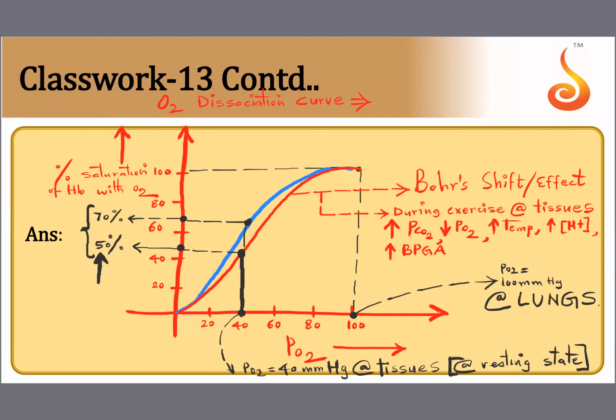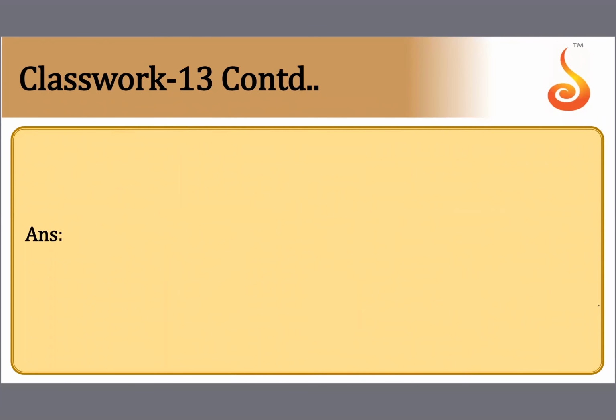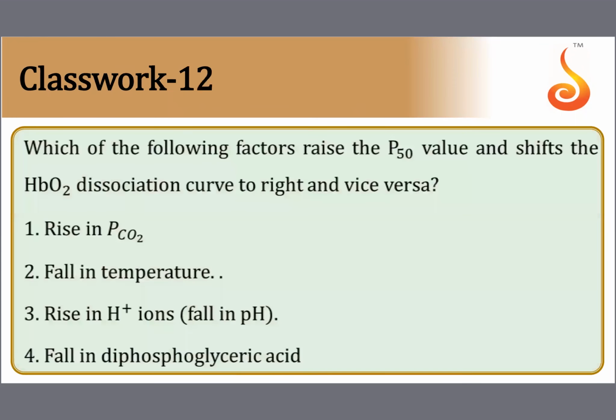Without shifting, saturation came down to 70%. 70% are in love with oxygen, 30% gave away. So you could give away only 30%. But now with the shifting, only 50% are in love with oxygen. You could give away 50%. The other 50% decided to give away the oxygen to the body tissues. So I want all of you to read this 100% thoroughly from your NCERT.